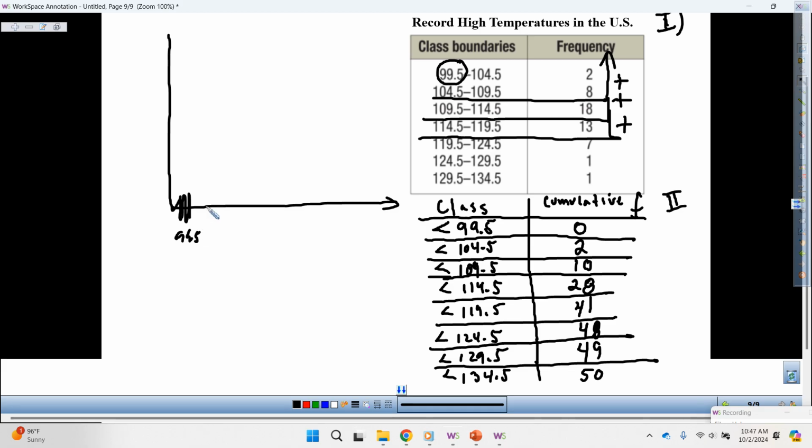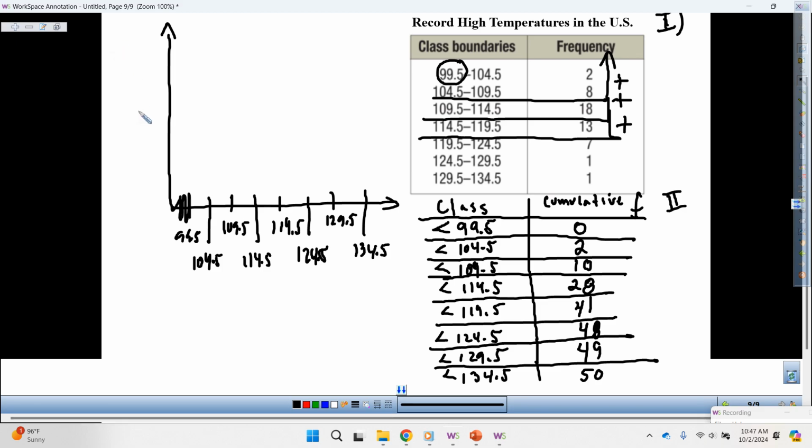99.5. 104.5. 109.5. 114.5. 119.5. 124.5. 129.5. 134.5. And over here, there's going to be tricky though.